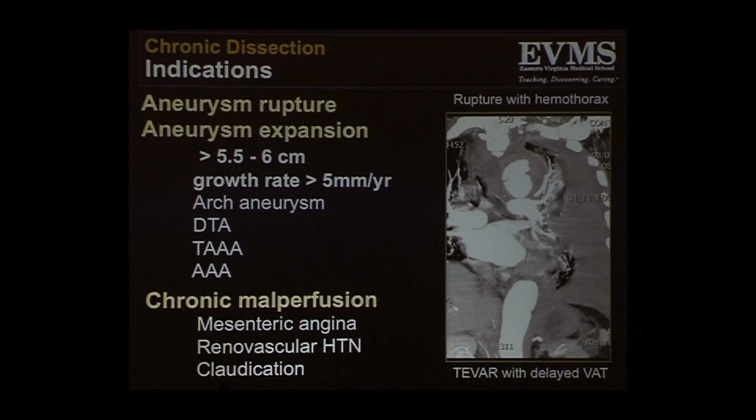But when you have chronic dissection, you're dealing with much more than just a descending thoracic aneurysm. Very often it will involve the distal arch. Thoracoabdominal aneurysm is probably very common as well, and sometimes you can even deal with an isolated abdominal aneurysm. Chronic malperfusion does exist. It involves either chronic mesenteric ischemic symptoms, renovascular hypertension, and even claudication.